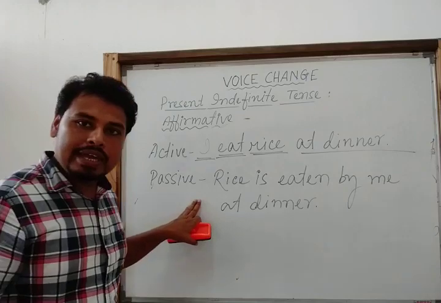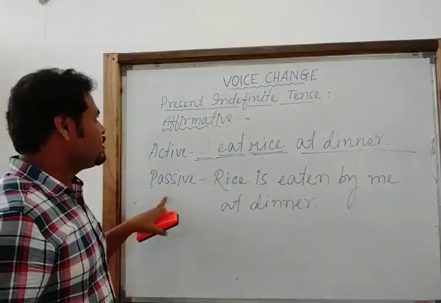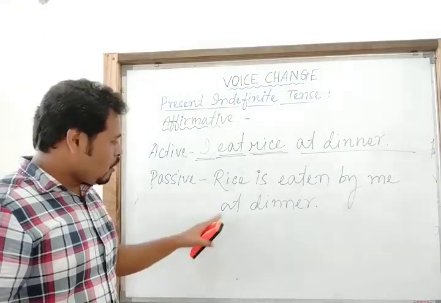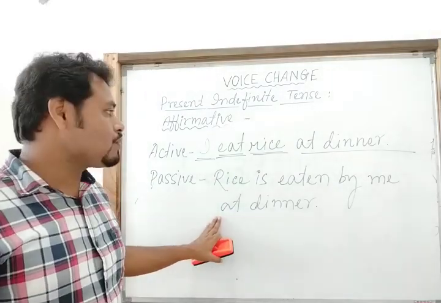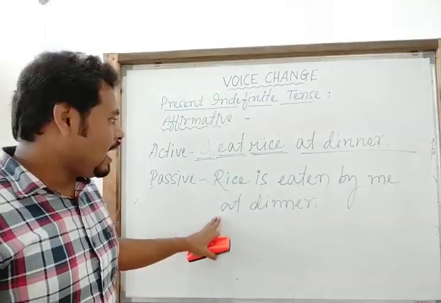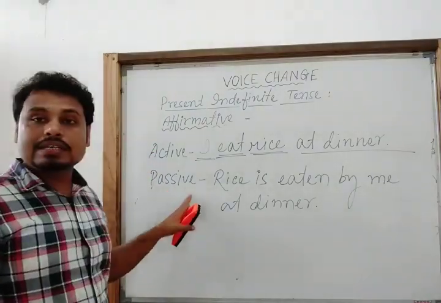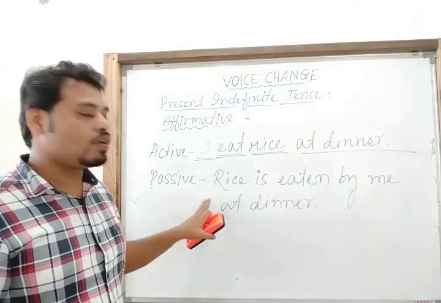So this is the way we can change the active voice into passive in case of present indefinite tense affirmative. Hopefully this is understood. It's not that tough, by the way. I would rather say it's pretty easy. And if you can remember the structure, just like some mathematical formulas, it would be fun to change the mode of voice.